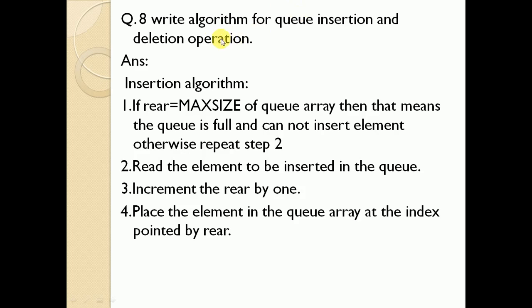Now the next question, question number 8. Write the algorithm for queue insertion and deletion operation. So this is the insertion algorithm for queue. If rear is equal to max size, that is, if rear is pointing to the maximum size of the queue array, then the queue is full and you cannot insert any element. Otherwise go to step 2, then read the element to insert into the queue, then increment the rear by 1, and place the element in the queue array at the index pointed to by the rear. So this is the algorithm for insertion.